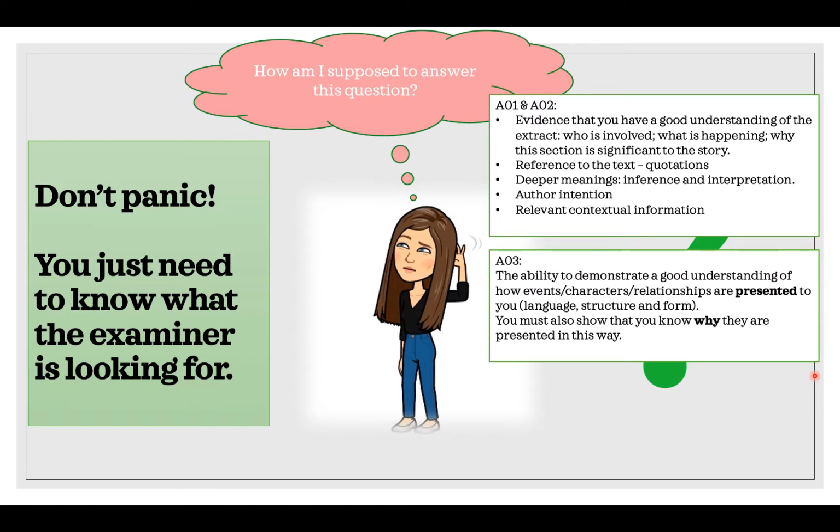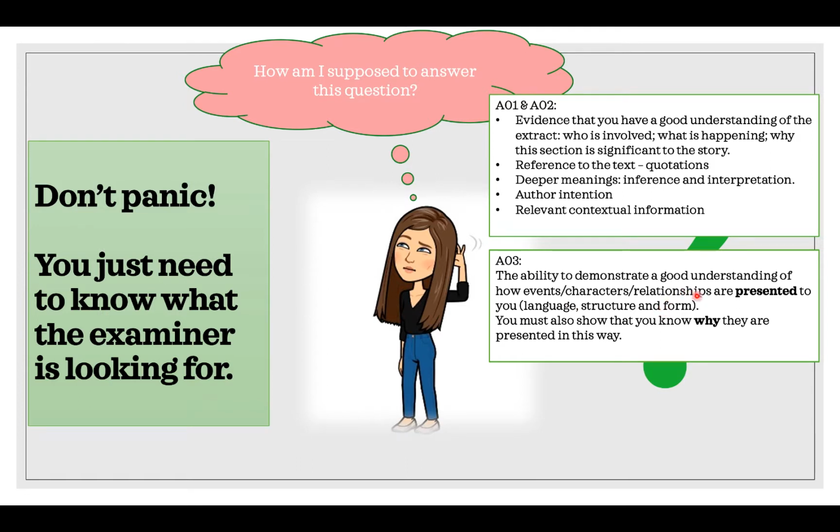AO3, the ability to demonstrate good understanding of how the events, the characters, the relationships are presented to you. The focus here is on the word presented. That is referring to authorial choices and methods. Everything that John Knowles decides to show you, he decides to show you in a particular way. This is where you want to show that you understand how language, structure, and form has been used.